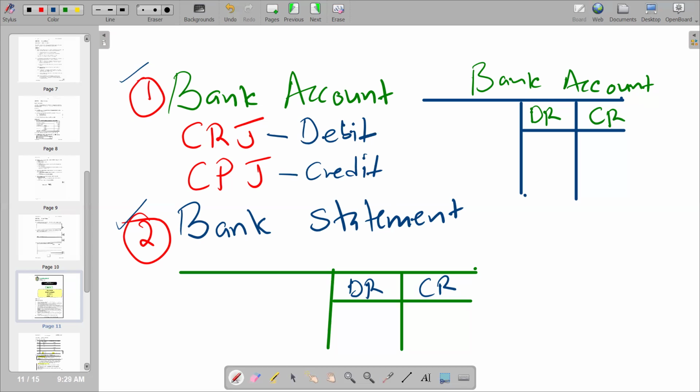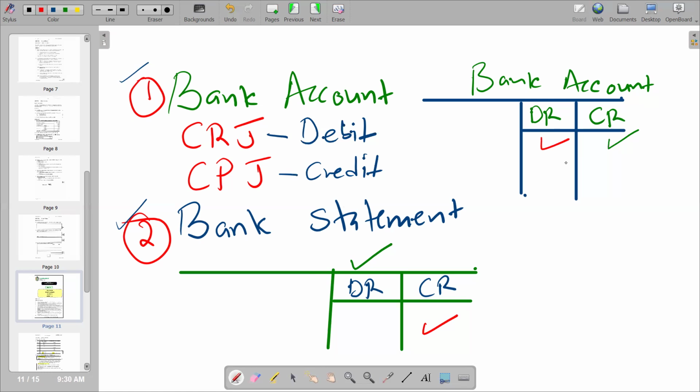What should appear on the debit side of the bank statement should be the same as what appears on the credit side of the bank account. And what should be on the credit side of the bank statement should be on the debit side of the bank account. So it's a matter of checking that they appear on the opposite sides. If we see some differences, we need to make some corrections.